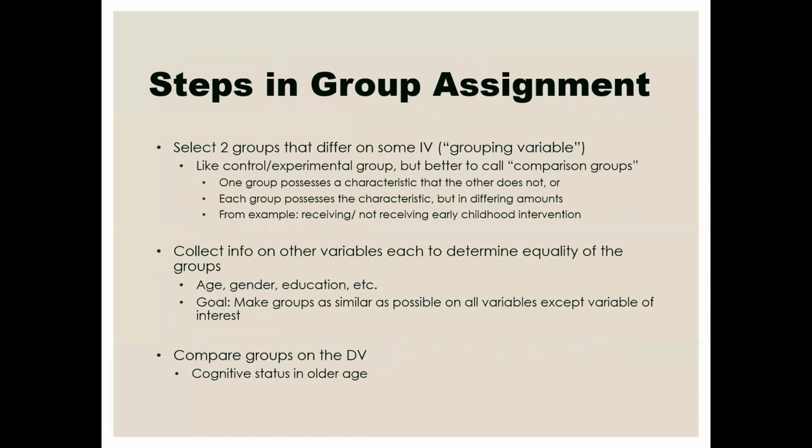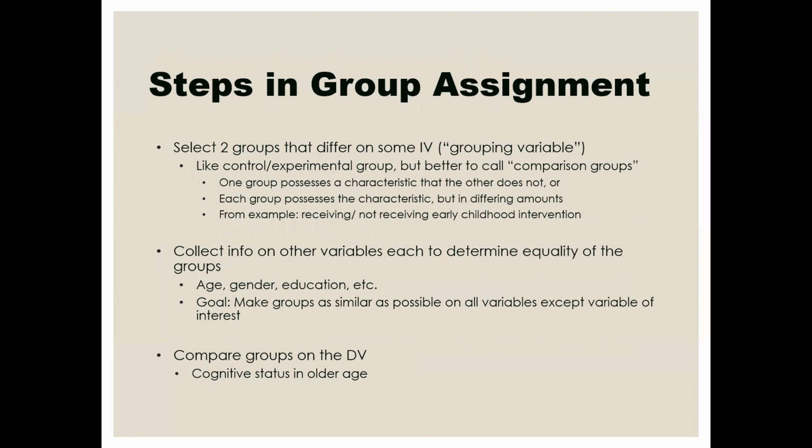So how do you do it? Like, what's the way you really organize your study? So you decide 2 groups that are different on a grouping variable, right? So the difference would be early intervention status, maybe exposure to Lyme disease, socioeconomic status, whatever that is. And then you collect other variables. These are extraneous variables and others. And then you look at the dependent variable.